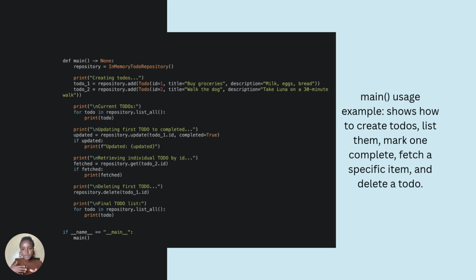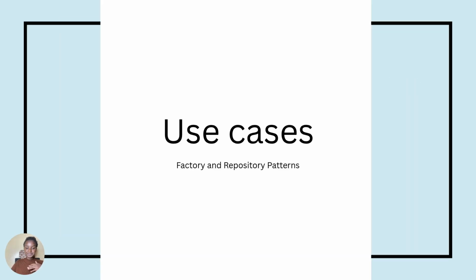And then finally, we have a main class implementing this. This shows the usage for creating, listing, marking complete, fetching a specific item, and deleting. So you can see here repository.add. We can see listing the items and then updating using the ID. We have retrieving using an ID, deleting using an ID for the first to-do. And lastly, give me the list of what's left.